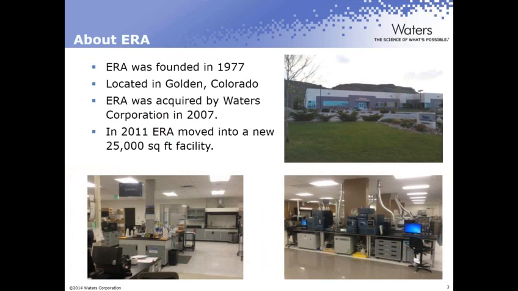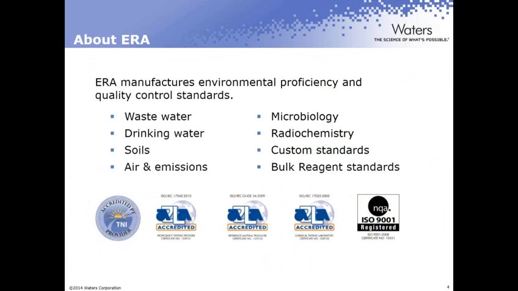A little bit about ERA. ERA was founded in 1977 in Golden, Colorado. ERA was acquired by Waters in 2007, and in 2011, ERA moved into a new 25,000 square foot facility. And there you can see some pictures of our facility. We manufacture environmental proficiency and quality control standards in the wastewater, drinking water, soils, air and emissions, microbiology, radiochemistry, and custom standards. We also have some bulk reagent standards.